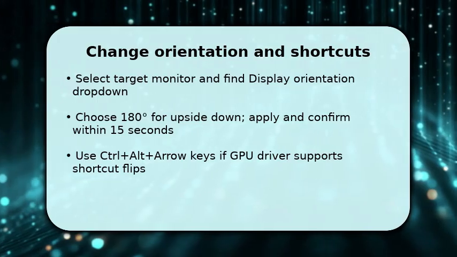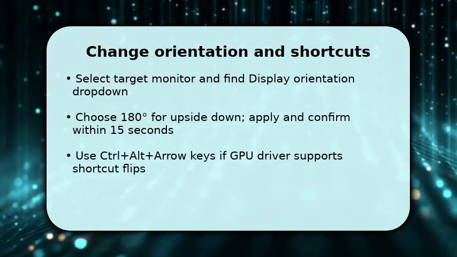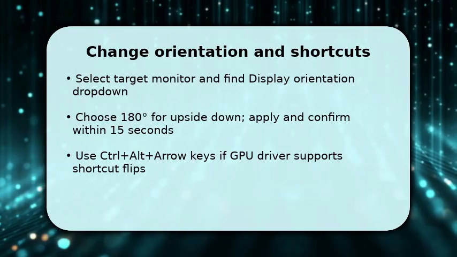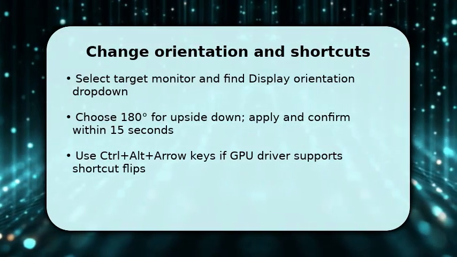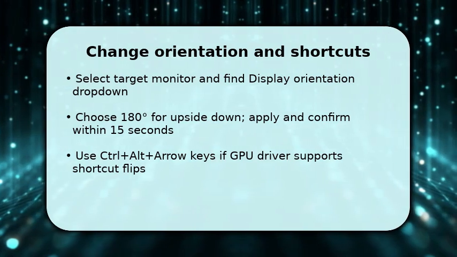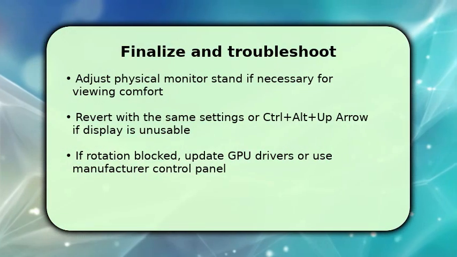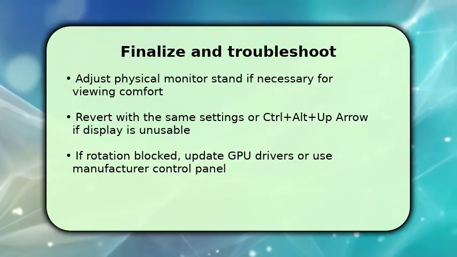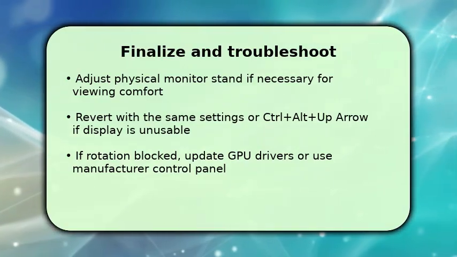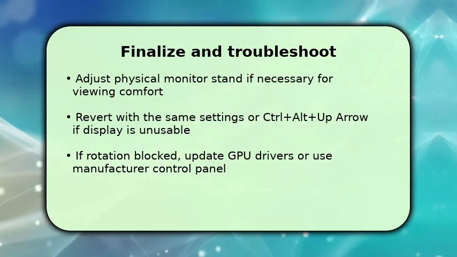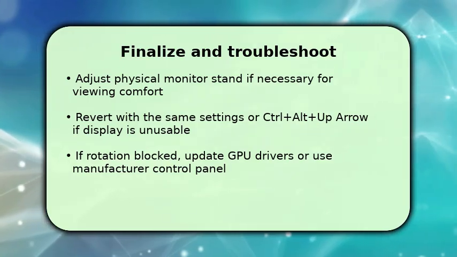Once done, adjust resolution or scaling if text looks cropped, and move or lock taskbars so UI elements stay accessible. This avoids unexpected layout shifts after rotation. You finish by checking comfort and long-term use. Rotate the physical stand if supported, or remount the monitor for ergonomic viewing. Make sure Windows scaling and font sizes suit the new orientation.